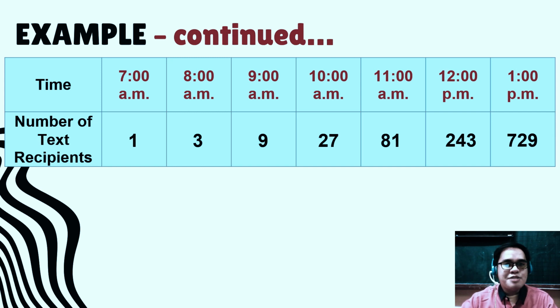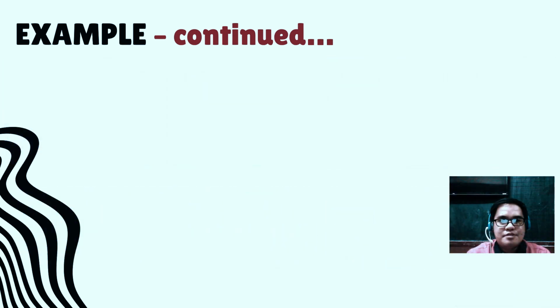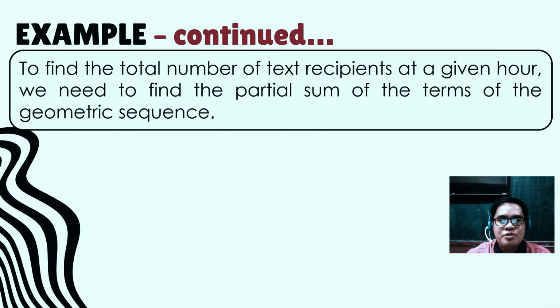So now, these numbers of text recipients are said to be a geometric sequence because every 2 terms have a common ratio, which is 3. So the question is, how many people will have received the message by 10 a.m. and by 1 p.m.? To find the total number of text recipients at a given hour, we need to find the partial sum of the terms of the geometric sequence.